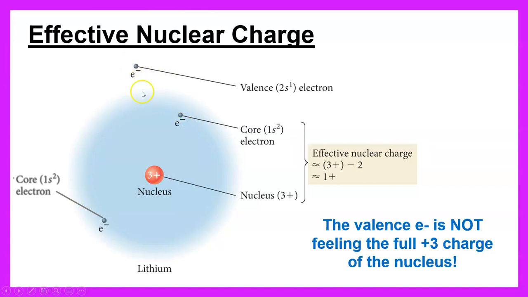So these are repelling each other a little bit, right? And they're in the way between the valence and the nucleus. So instead of this valence electron feeling a tug of 3 inwards, it's really only feeling a 1. We subtract out those core electrons. So instead of a 3 plus charge, it feels a plus 1 charge.